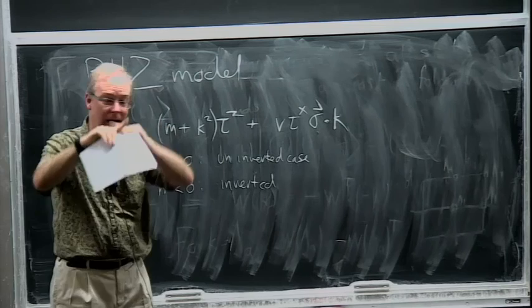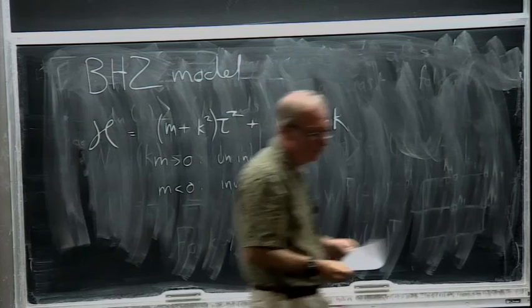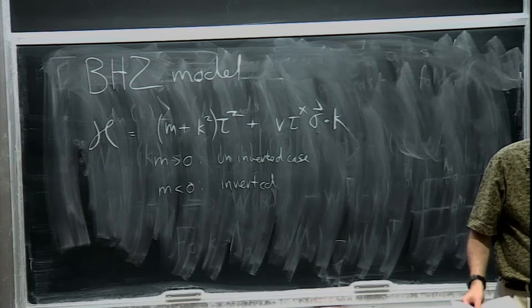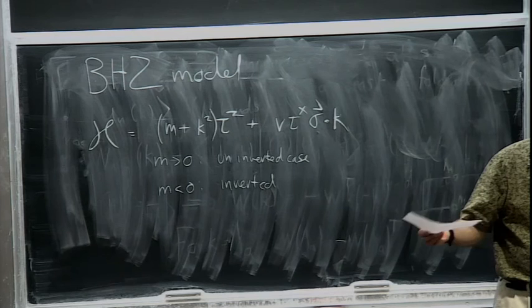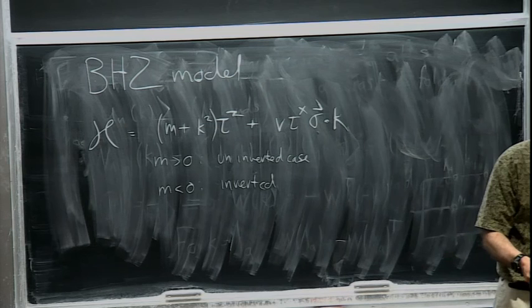And I wish I could go on for longer, but I can't. So what else can one talk about? One can talk about three-dimensional topological insulators. One can talk about the surface of three-dimensional topological insulators. One can talk about superconductivity. There's a lot to talk about, but there's only so much time.